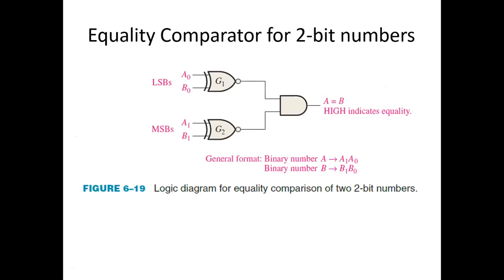Also, it is possible to have an equality comparator for 2-bit numbers, shown here, where we use two exclusive NOR gates, and what is done here is to compare each of the bits by itself. For example, the two numbers are A1 A0 and B1 B0. The first exclusive NOR checks whether the least significant bits of both numbers are equal. If both outputs are high, they are combined by an AND gate, which gives high, showing that both numbers are equal. That is when A equals B, meaning A is exactly the same as B.